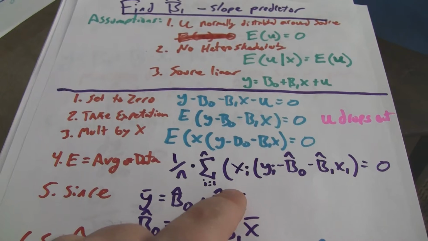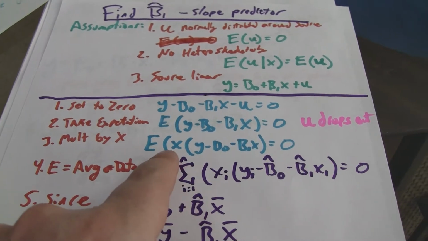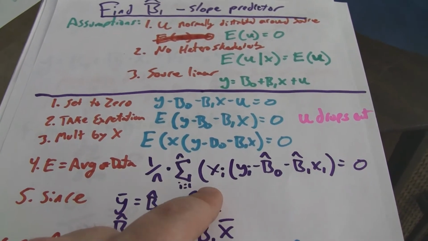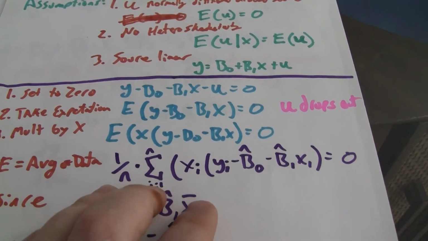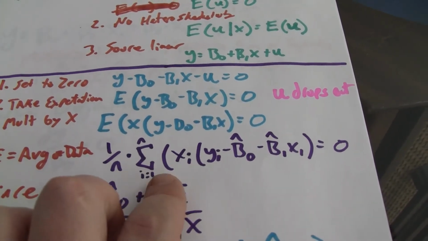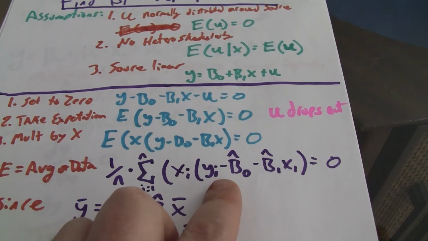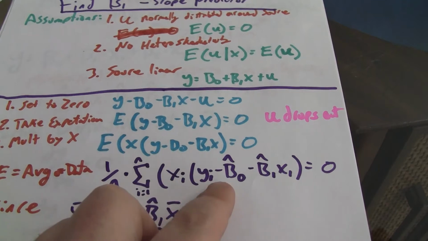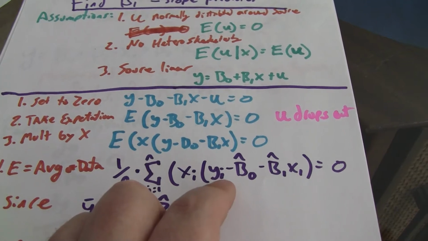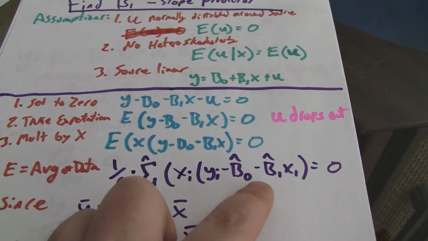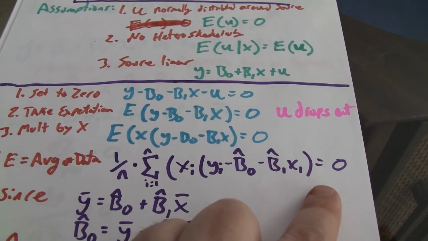And then we'll take an average of the data, because an expectation is equal to the average. Like if we draw a number out of a hat, we would expect to get the average number. So sum everything up. This is our summation symbol. We're going to sum over all the xi's, which are all the individual observations, times yi minus beta naught hat minus beta 1 hat times xi, which is still set equal to 0.